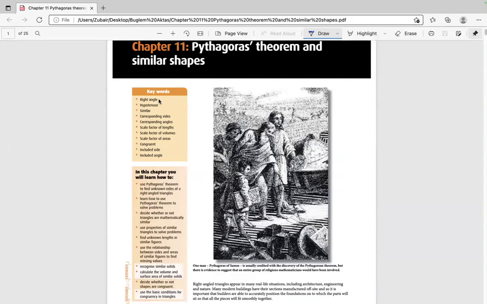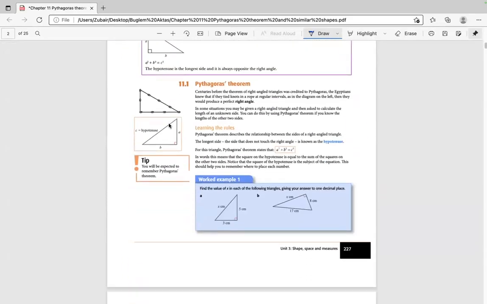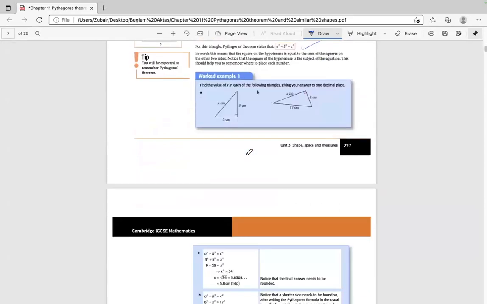What are we going to learn is right angles, hypotenuse, and then a slightly different topic, similar triangles. Pythagoras theorem, you already know that a square plus b square equals c square. How to use the formula, you already know that. Finding the missing value.